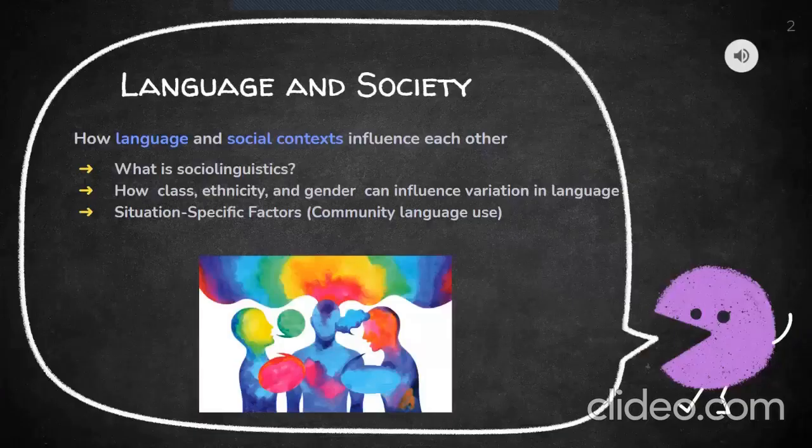So the main purpose is to show how language and society affect each other, and to do this we'll start by looking at what sociolinguistics is, how class, ethnicity, and gender can influence variation in language, and by looking at some situation-specific factors.